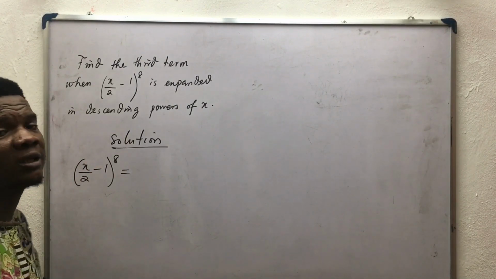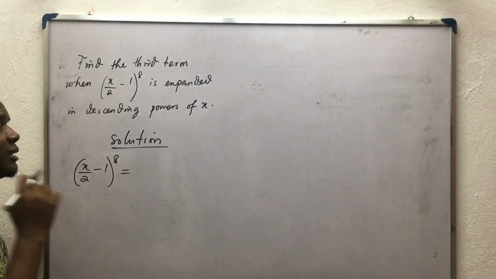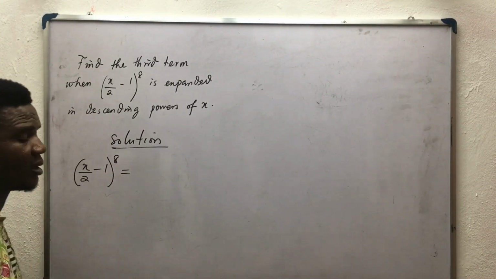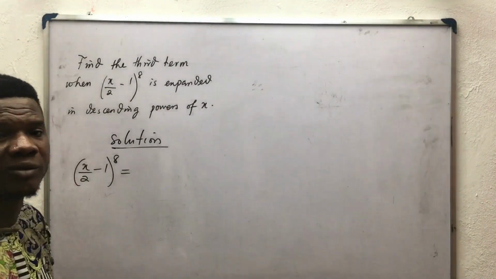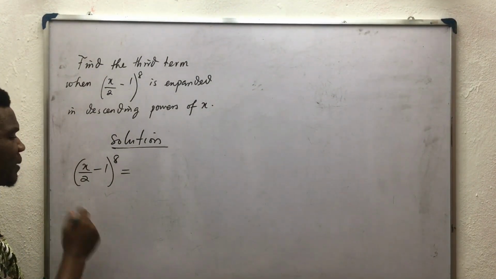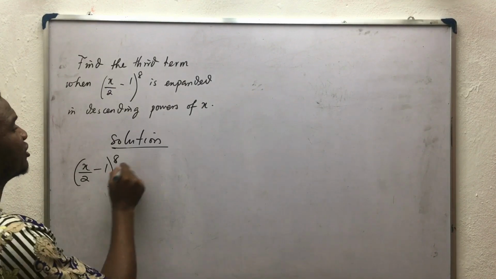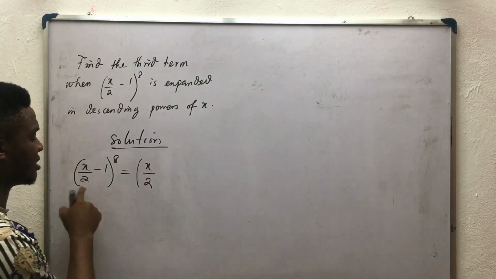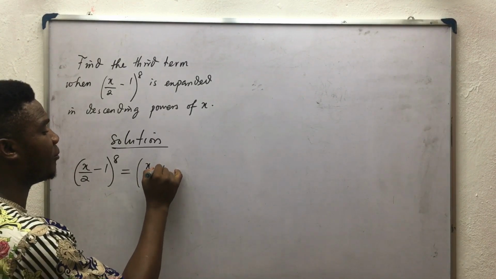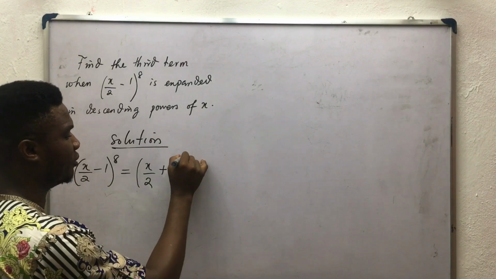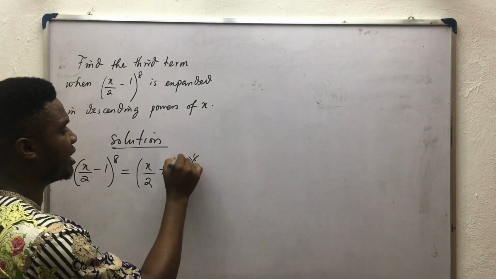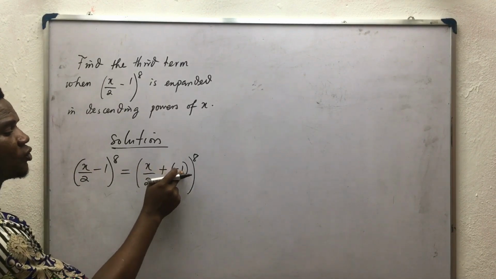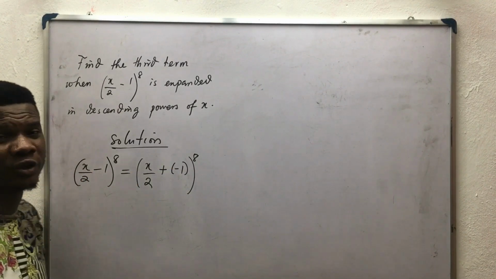Now you would eventually realize that you can actually get the third term requested without even solving a thing, but let me show you how it is done. So the binomial expansion requires that we do this. I will start with the first term, x/2, and put here plus minus 1, all raised to the power of 8, knowing fully well that plus times minus 1 returns minus 1, so I've done nothing wrong.